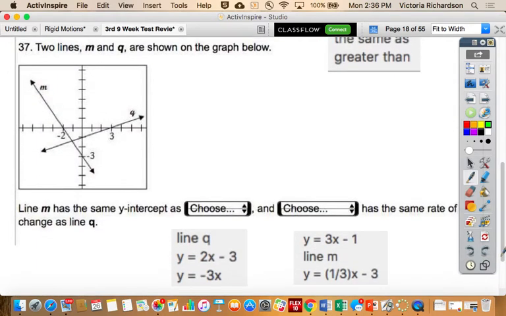Number 37, two lines, M and Q, are shown on the graph. Line M has the same y-intercept as y equals 2x minus 3, because line M has a y-intercept of -3. And y equals 1/3 x minus 3 has the same rate of change as line Q. If you look at the rate of change, it is up 1 and over 3.